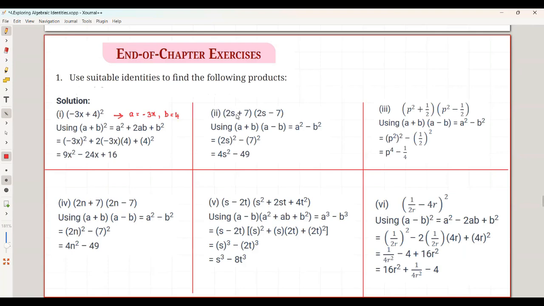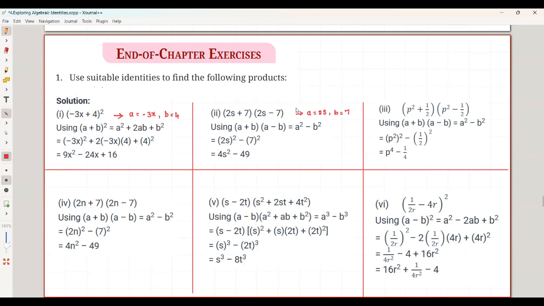Next, second question, (2s + 7)(2s - 7). Now this is in the form of (a + b)(a - b). (a + b) into (a - b) is a square minus b square. So in this we can just identify what is a. In the a place we have 2s and in the b place we have 7. So the formula is a square minus b square. (2s) the whole square minus 7 the whole square.